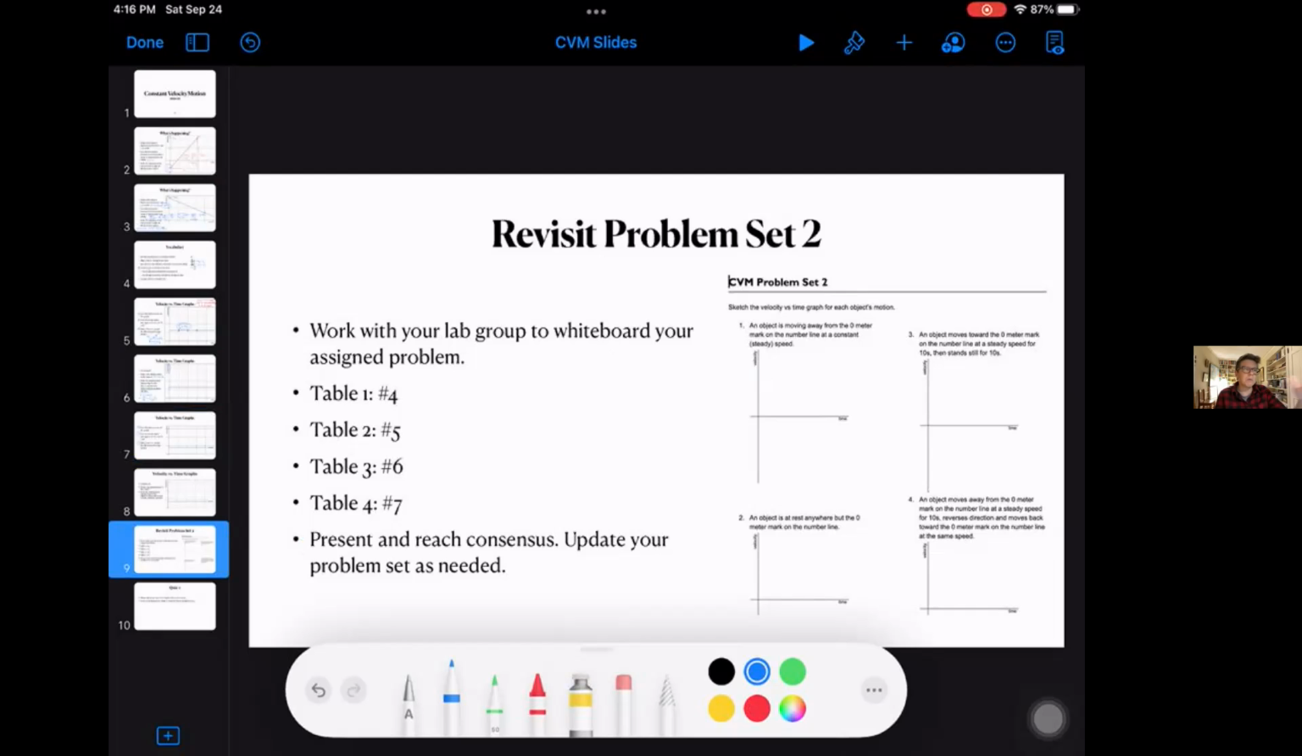After this approximately 20-minute long activity, everybody in the room should agree on the correct solution to problems 4, 5, 6, and 7 out of problem set 2. If questions still exist, please elect one person in class to drop me an email with what the question is specifically. Hey, we really struggled with question 7, for example.